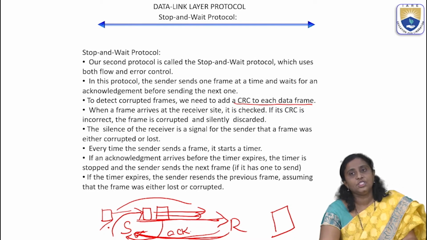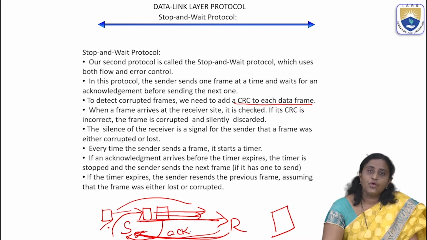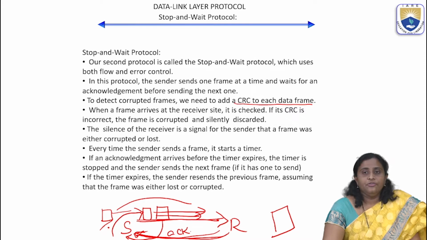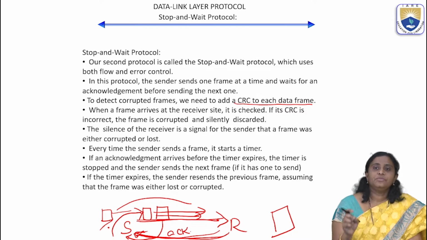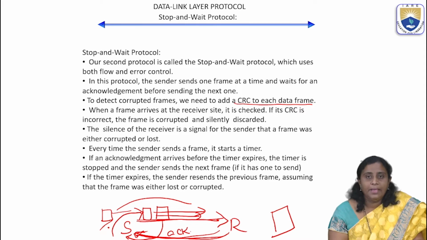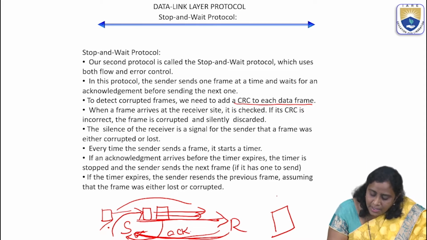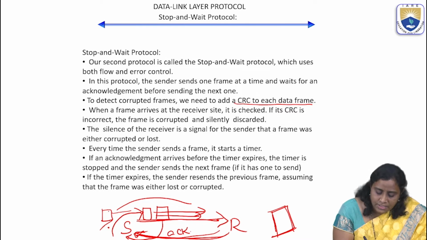If an acknowledgement arrives, that means if one frame or a packet can be transmitted from one source to another destination, or from one sender to another receiver, and it arrives before the timer expires, the timer is stopped. If the timer expires, the sender resends the previous frame, again assuming that the frame was either lost or corrupted. If the acknowledgement arrives before the timer expires, the timer is already stopped and the sender sends the next frame.